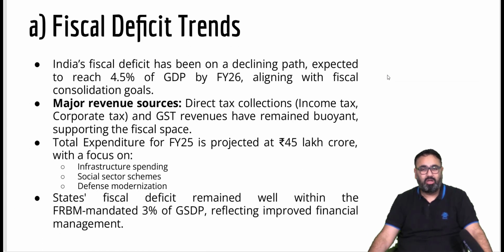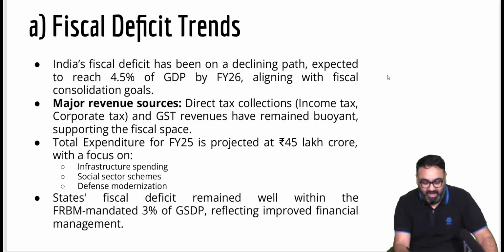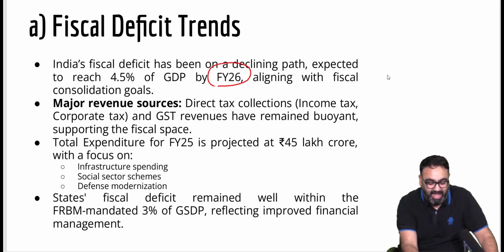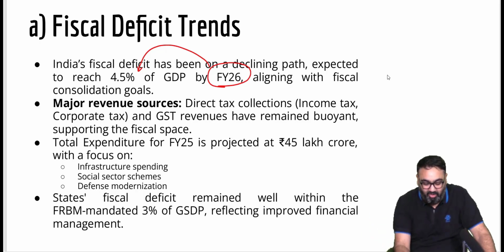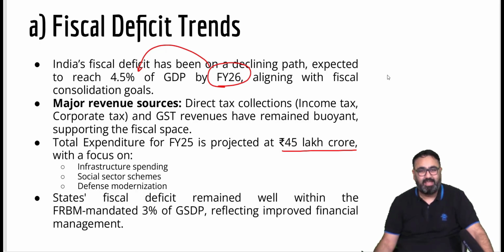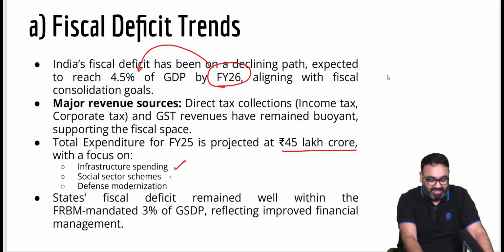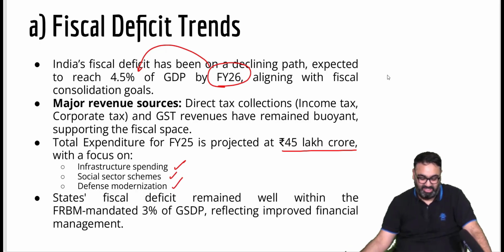First, it talks about the fact that the government is on the path of reducing the fiscal deficit. The aim is that in the next financial year, FY26, our fiscal deficit should reach 4.5% of the GDP, which will be a good way forward. The total expenditure this year of the government is about 45 lakh crore rupees. A lot of focus has been given on infrastructure spending, social sector schemes, and defense modernization.